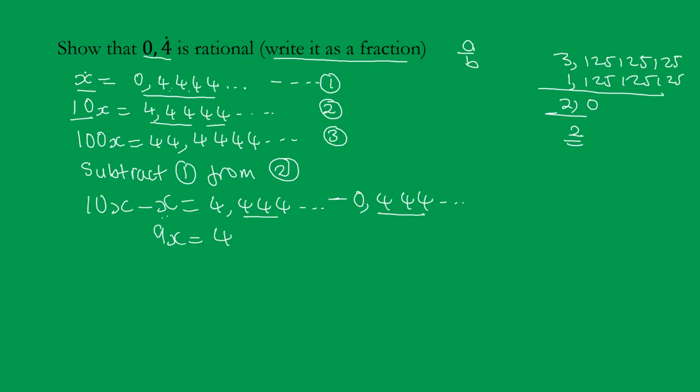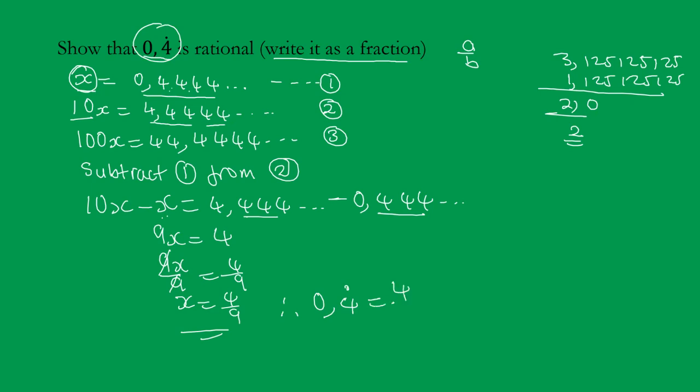Then now remember this is our x, we want to get x. Then we divide by 9 on both sides of the equation. 9x divided by 9 is equal to 4 divided by 9. So x is equal to 4 over 9. So we've written this recurring decimal. So it means therefore 0,4 recurring is equal to 4 over 9. You can use your calculator to confirm that.